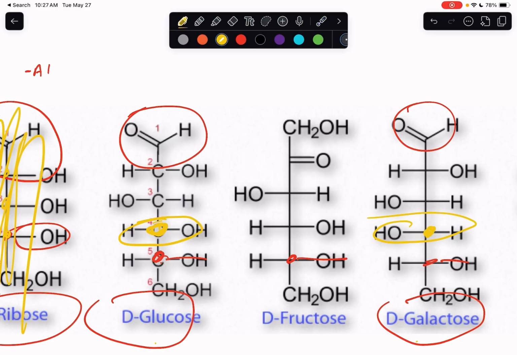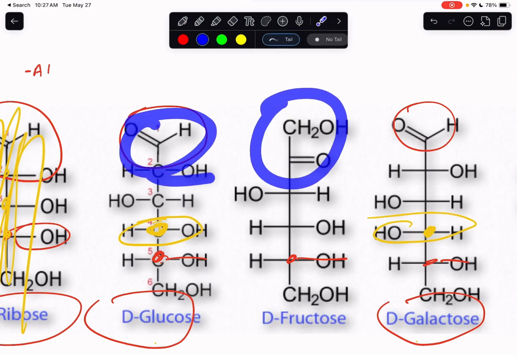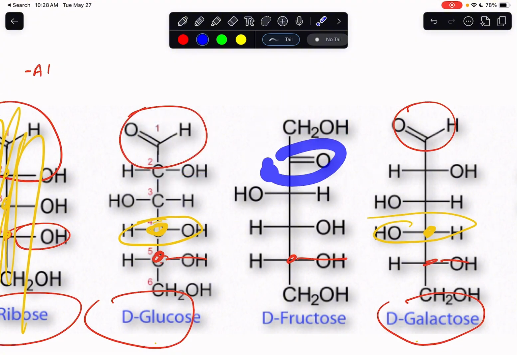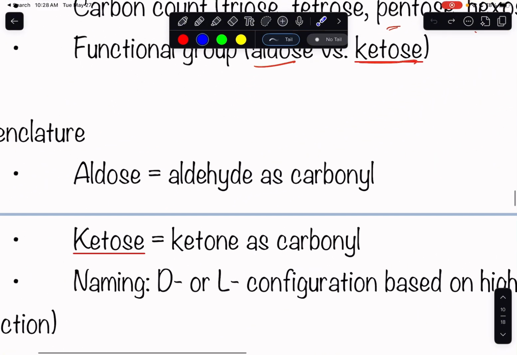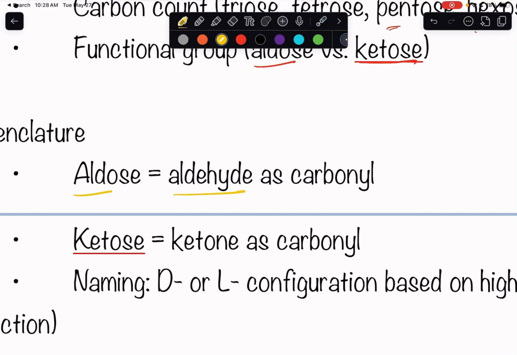So the main difference between the two is your aldose is always going to be at the end of your chain, and your ketose is always going to be on carbon 2. 1, 2, 3, 4, 5, 6. Yep, ketose is always going to be on carbon 2. Okay? So that's name classification. Next, nomenclature. Again, like we just talked about, aldehyde, aldose, ketose, ketone.